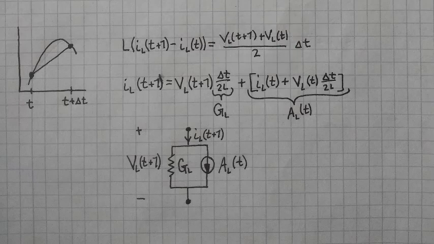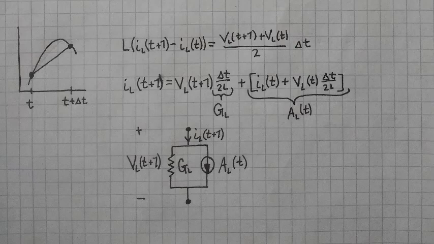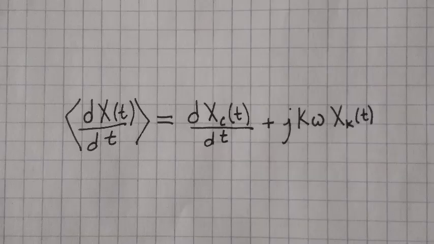We can rewrite this in terms of IL of t plus 1 as IL of t plus 1 equals VL of t plus 1 times delta t over 2L plus IL of t plus VL of t times delta t over 2L. Using this equation, we can rewrite the inductor's circuit with IL of t plus 1 going into the circuit, IL of t as the circuit's amperage source, and VL of t plus 1 as the voltage over the circuit.